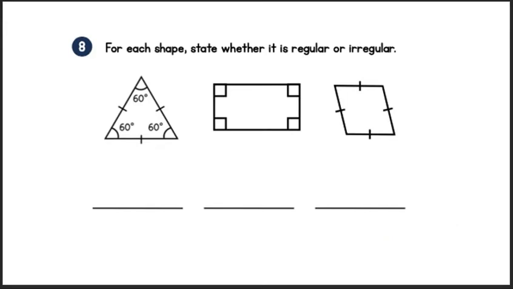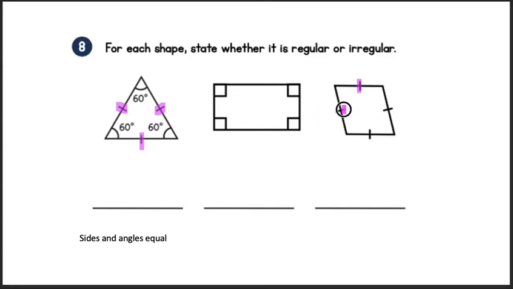Question 8. For each shape, state whether it is regular or irregular. To answer this question, you needed to know that a regular shape is a shape where all sides and angles are equal, and an irregular shape is a shape where sides and angles are of any length and size. So, a regular shape needs to have sides and angles that are equal. So, looking at this first shape, these lines here tell me that all the sides of the shape are equal. So this shape has all sides that are equal, and so does this shape.